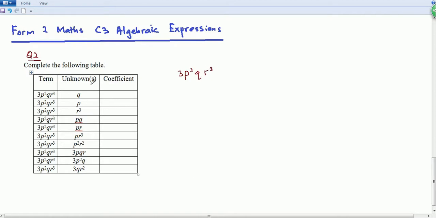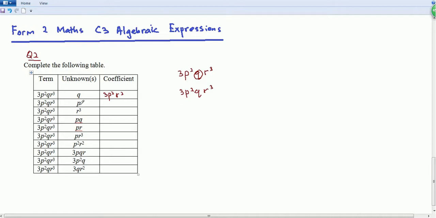Now we need to state the coefficient for q. We just circle up the q. The rest we just write. So the answer will be 3p squared r cubed. Okay, so how about the second part? Okay, this second one may be a little bit hard. So 3p squared q r cubed.